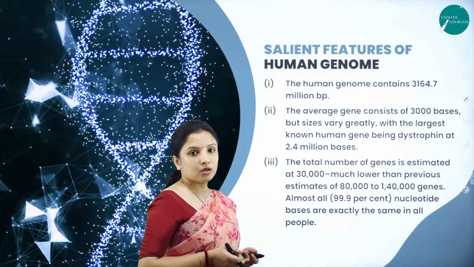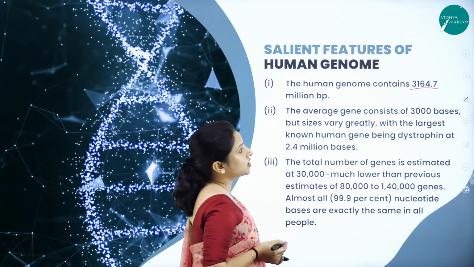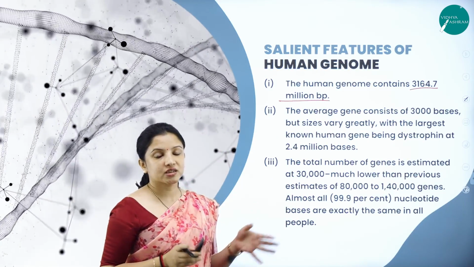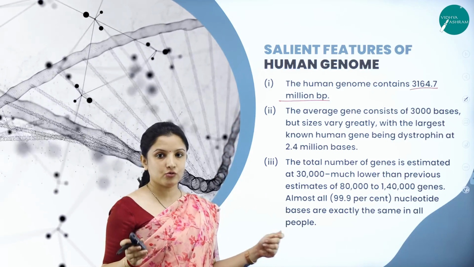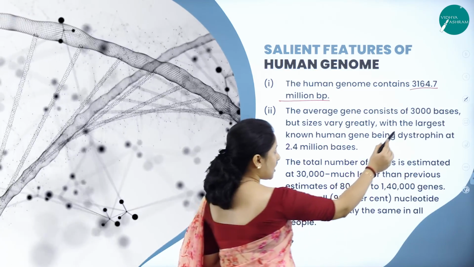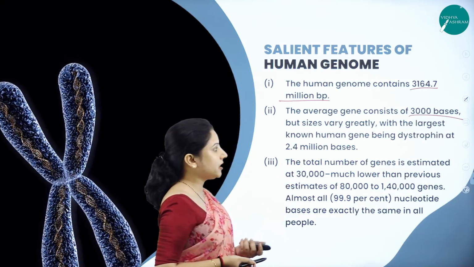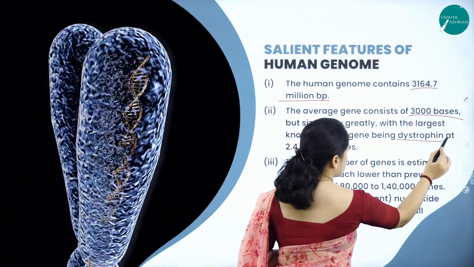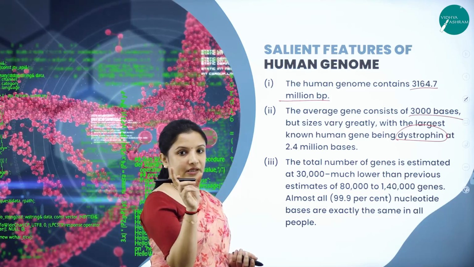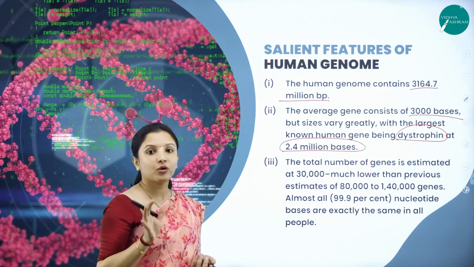So let us study the salient features of the Human Genome Project. What did they find out? They found out that the human genome contains 3164.7 million base pairs. Imagine sequencing such a lengthy human genome, how difficult it might have been. The average gene consists of 3000 bases, but sizes vary greatly, with the largest known human gene being dystrophin. The sequence length of dystrophin is 2.4 million bases.